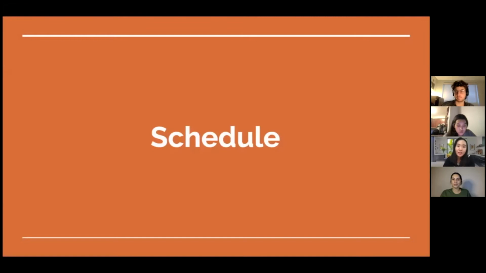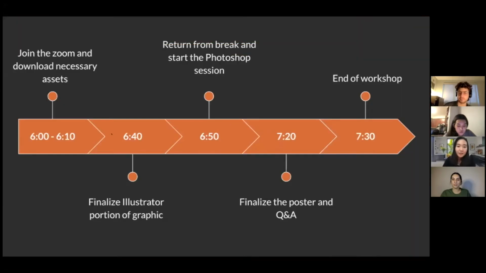So here is our schedule for our creative workshop. We asked you to download the assets beforehand, so it's easier for you to follow. And then afterwards, we will finalize the Illustrator portion of the graphic. And then we will have a break. Then we will start the Photoshop session after the break and then finalize the poster and then have a little Q&A session. You can also ask questions then if it's not too urgent. And then we are thinking of ending the workshop around 7:30 to 8.